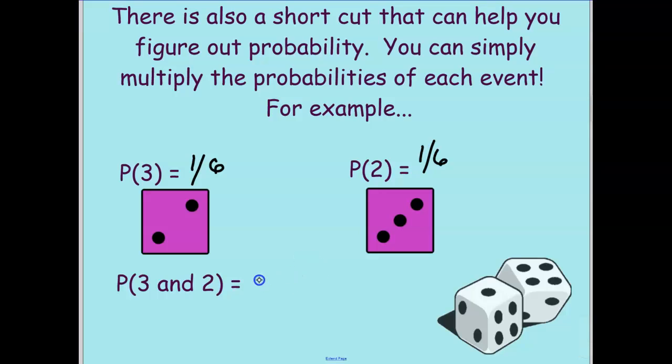So the probability of rolling a 3 and a 2, if you're rolling 2 dice at the same time, is 1/6 times 1/6. And remember, when you multiply fractions, you just multiply across the top and multiply across the bottom, and we find that you have a 1 in 36 chance of rolling a 3 and a 2.